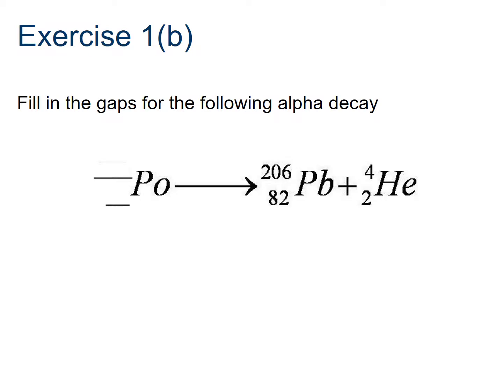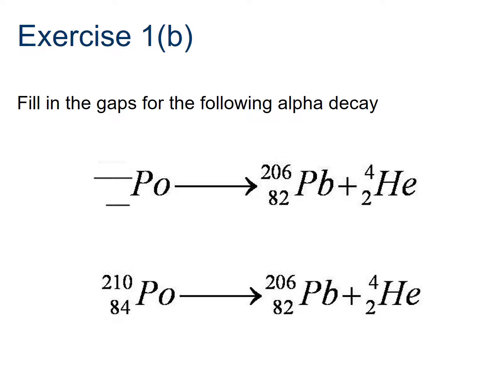So a second example, you've got polonium decaying into lead plus helium, alpha particle of course. So you can see the numbers there. The polonium must have a mass number of 210, because 210 is equal to 206 plus 4, and the atomic number must be 84, which is equal to 82 plus 2.